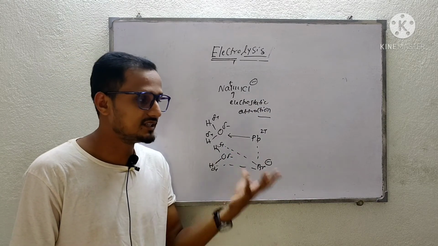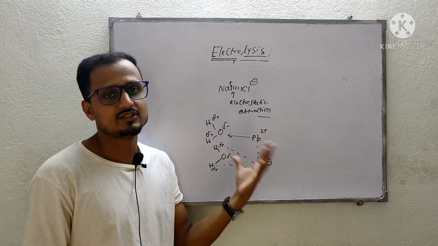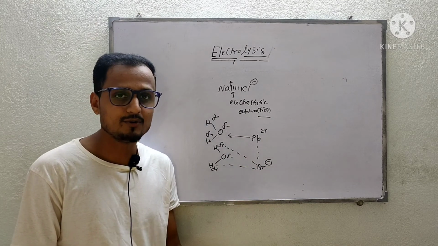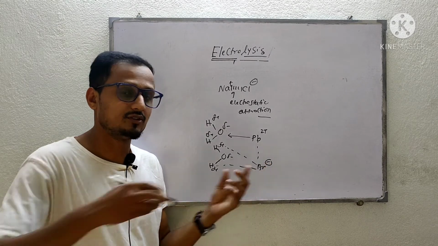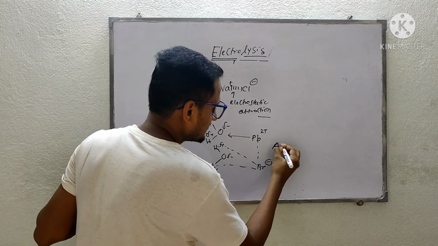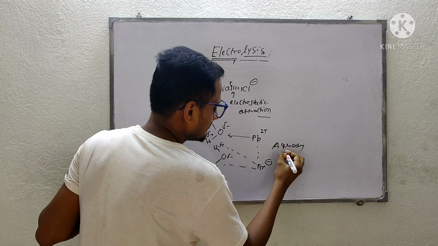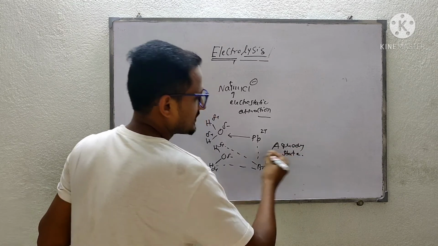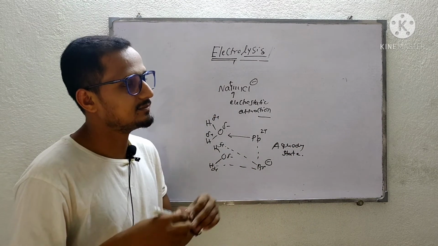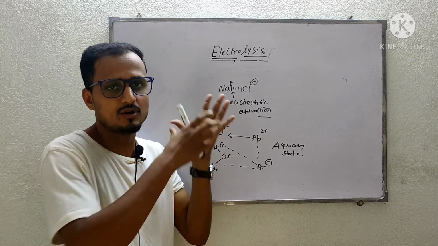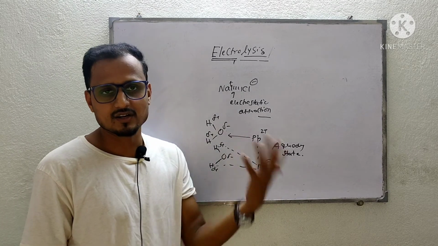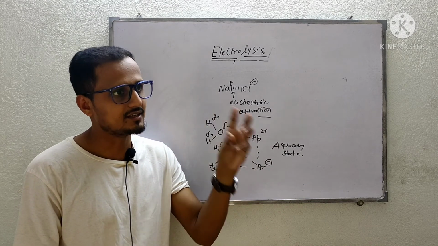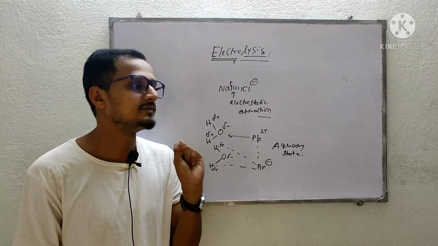So that is how solid sodium chloride and solid lead bromide, solid ionic compounds, will not conduct electricity, but the aqueous state will conduct electricity. This is the normal introduction part of electrolysis. In other video classes, I will discuss other electrolysis topics.